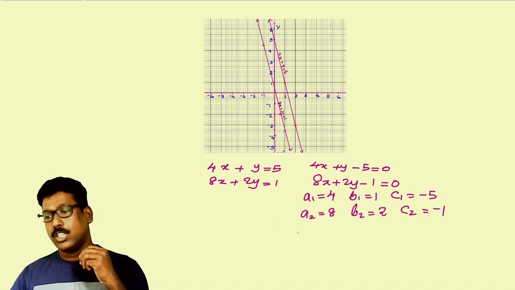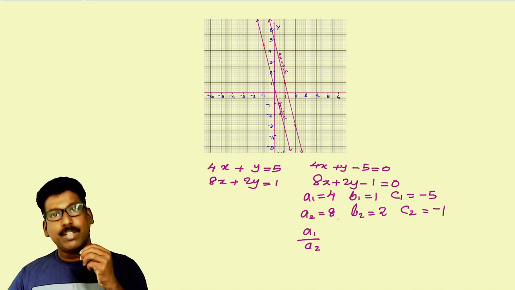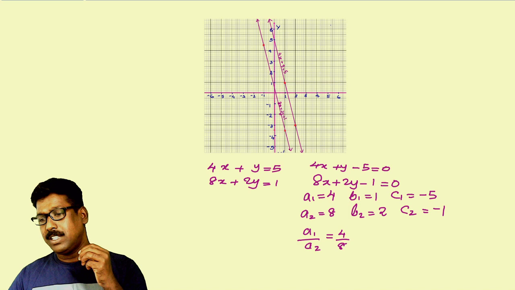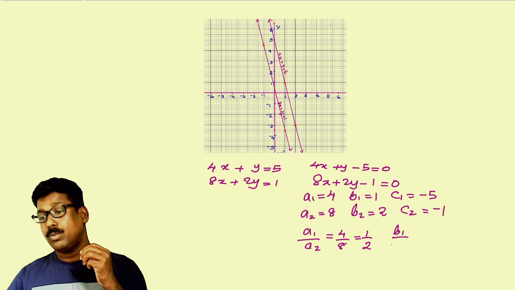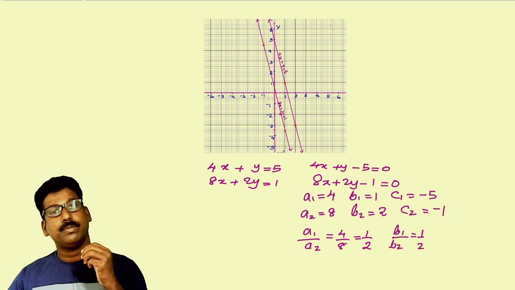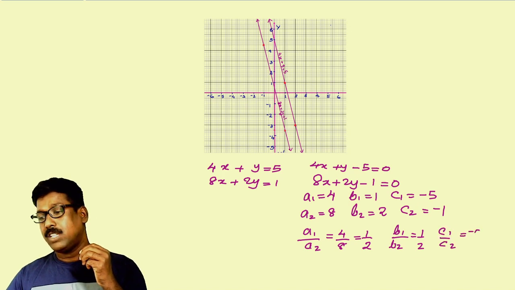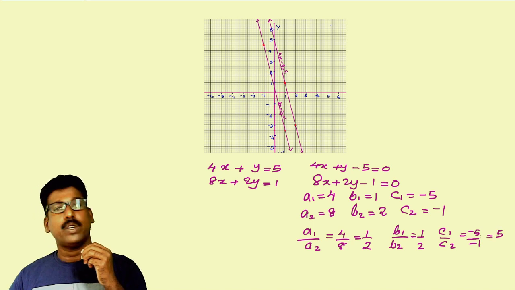Now find out the ratios. a1 by a2 you will get as 4 by 8, which is equal to 1 by 2. What is b1 by b2? b1 by b2 also you will get 1 by 2. And what is c1 by c2? It is negative 5 by negative 1, which is equal to 5.